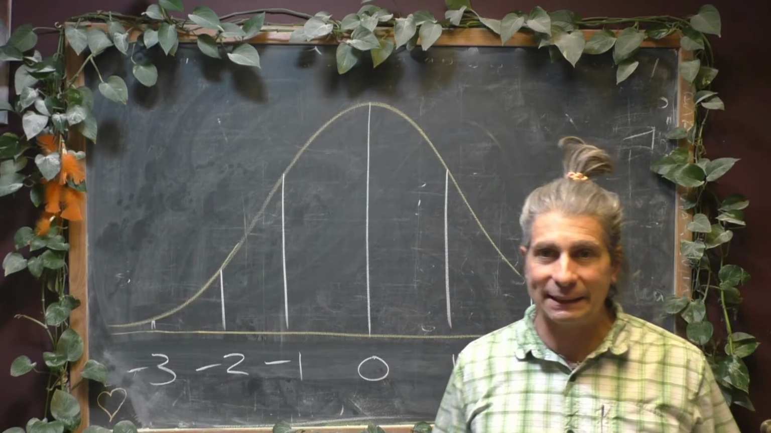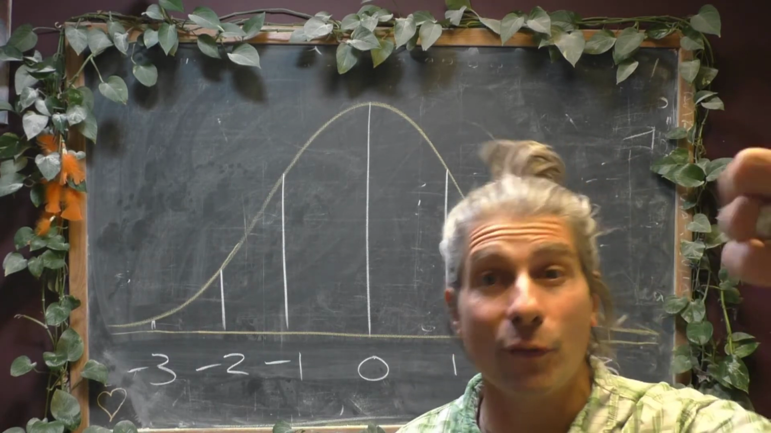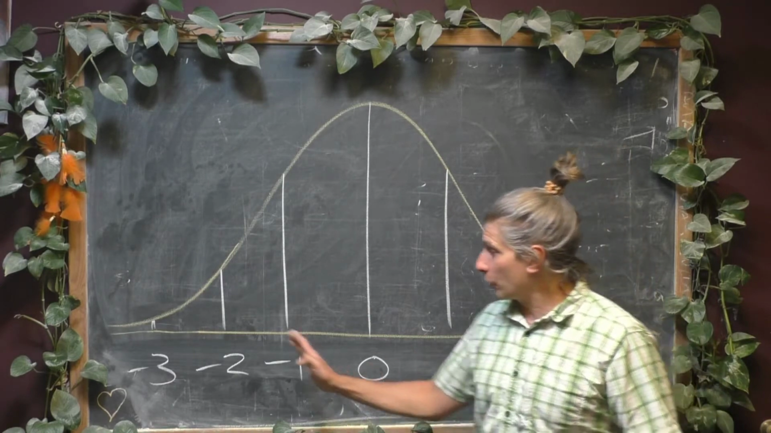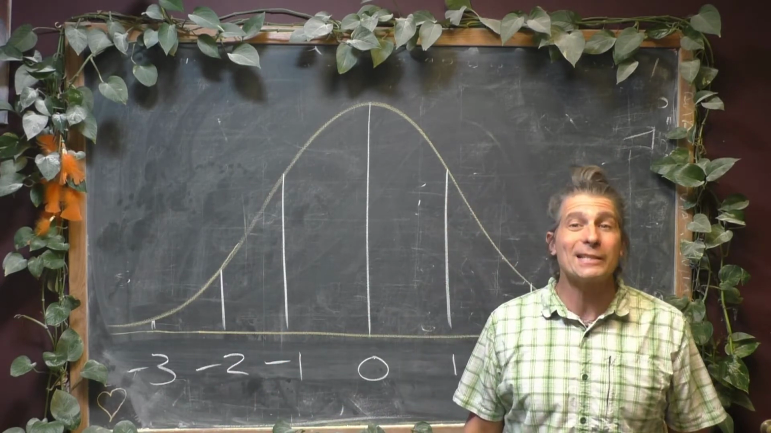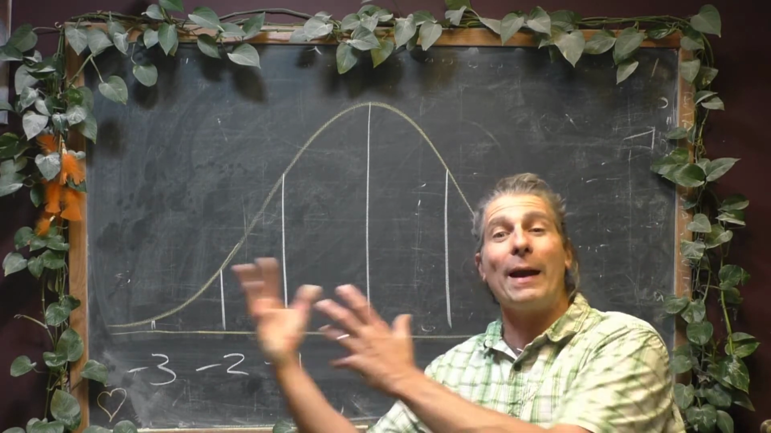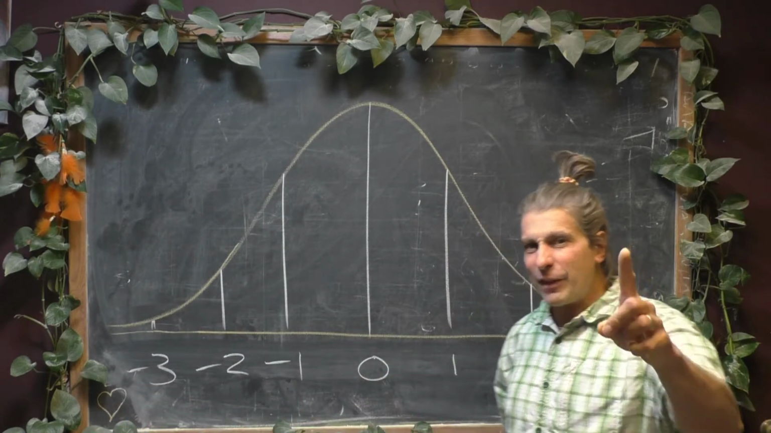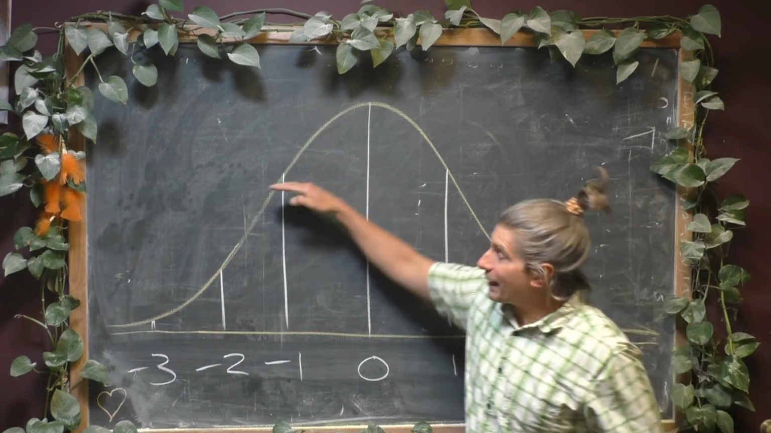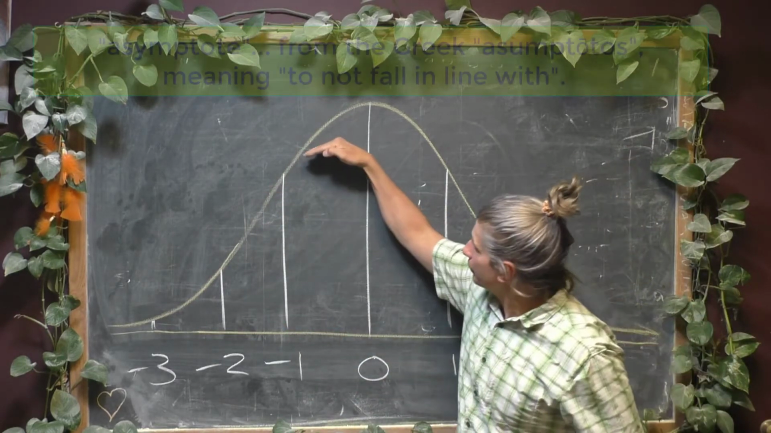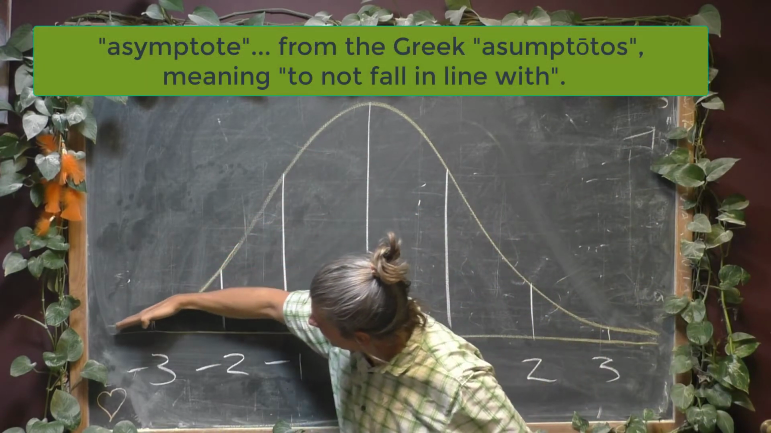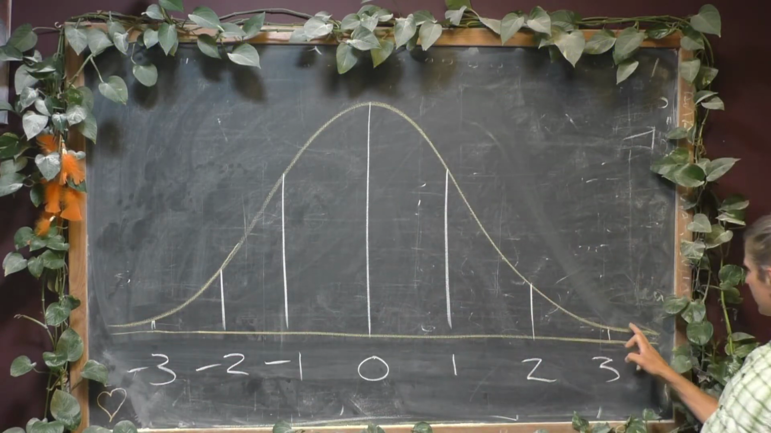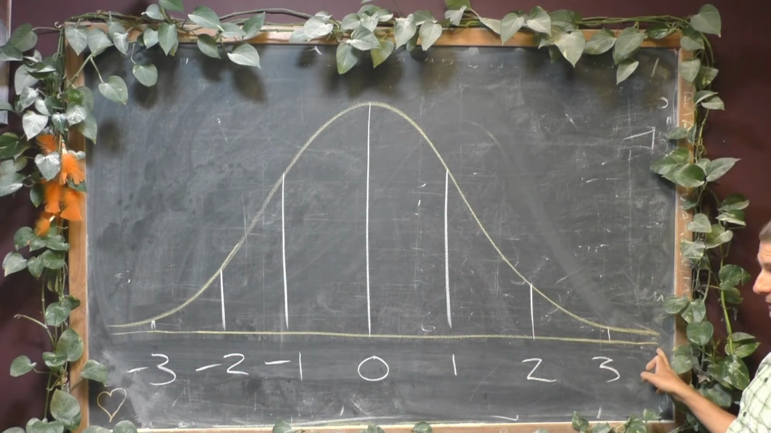Theoretically, it never touches. Theoretically, that thing keeps on going forever in both directions. Realistically, it has to stop in certain data sets. For example, weights of newborn babies. Remember they kept getting smaller? Well, eventually, a baby has to weigh something. It can't weigh nothing, and it can't weigh negative pounds. But theoretically, this curve, the standard normal, has what are called asymptotes. This curve asymptotically approaches the horizontal axis here, and it also asymptotically approaches the horizontal axis here.